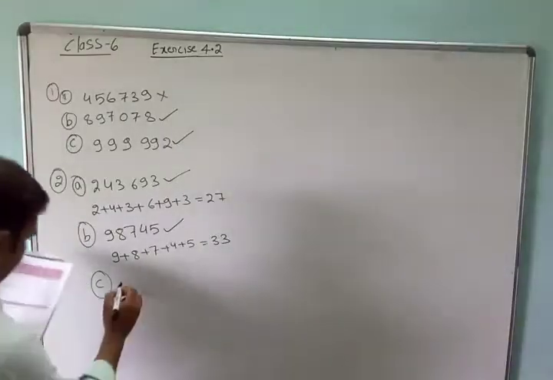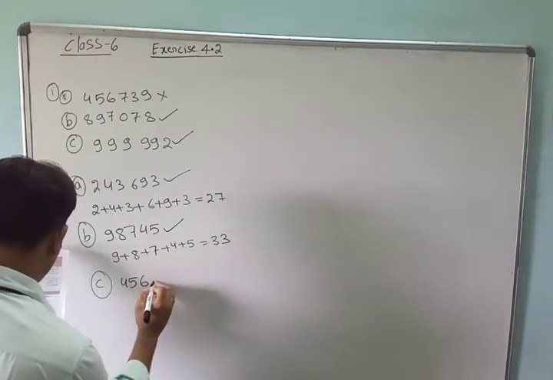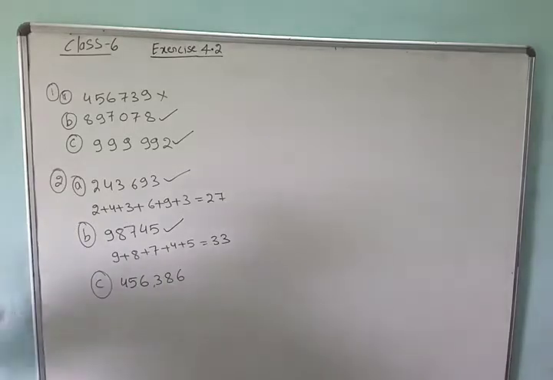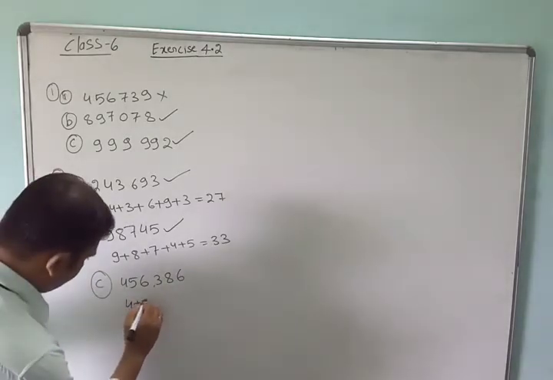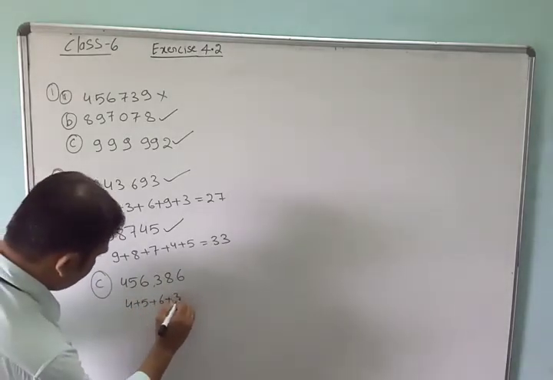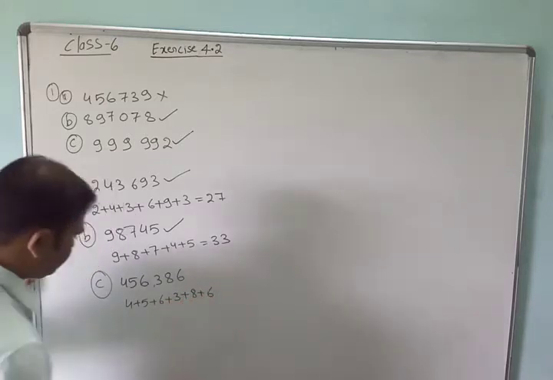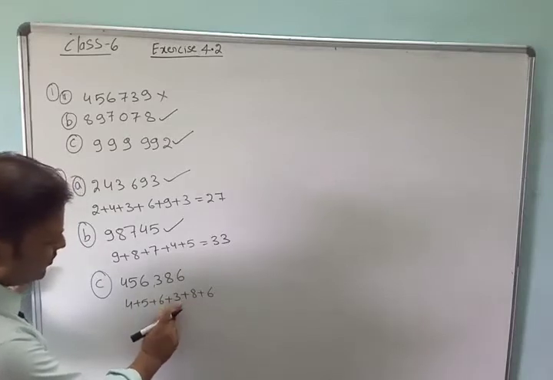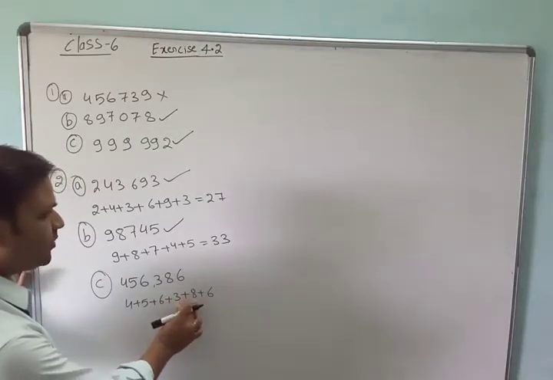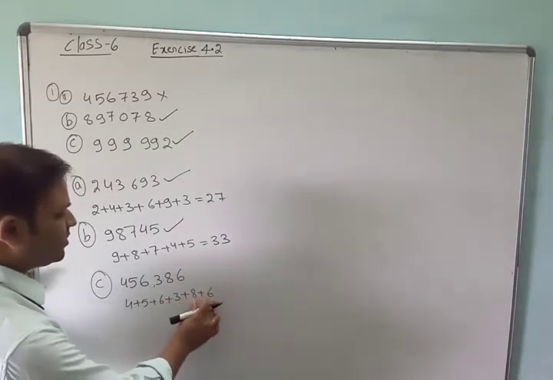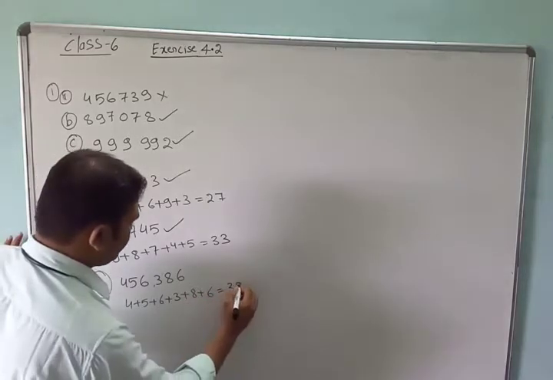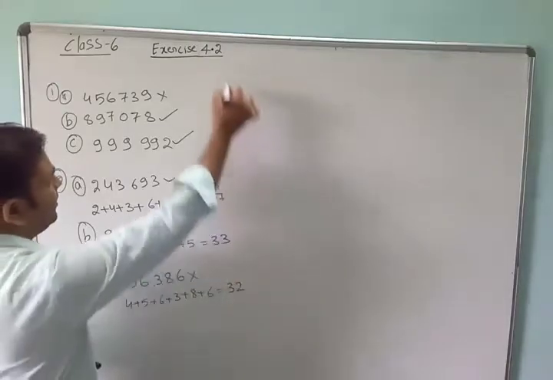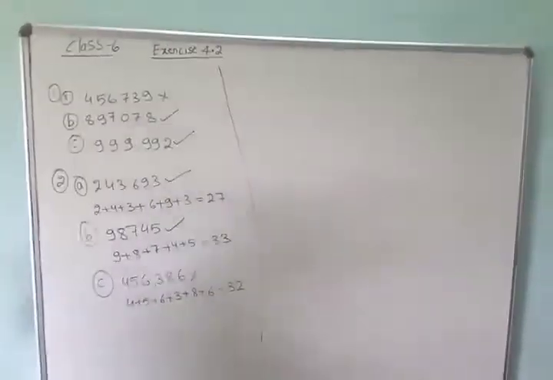Next, 456386. 4 plus 5 is 9, 9 plus 6 is 15, 15 plus 3 is 18, 18 plus 8 is 26, 26 plus 6 is 32. So 32 is not divisible by 3. So we can say that the number is not divisible by 3.